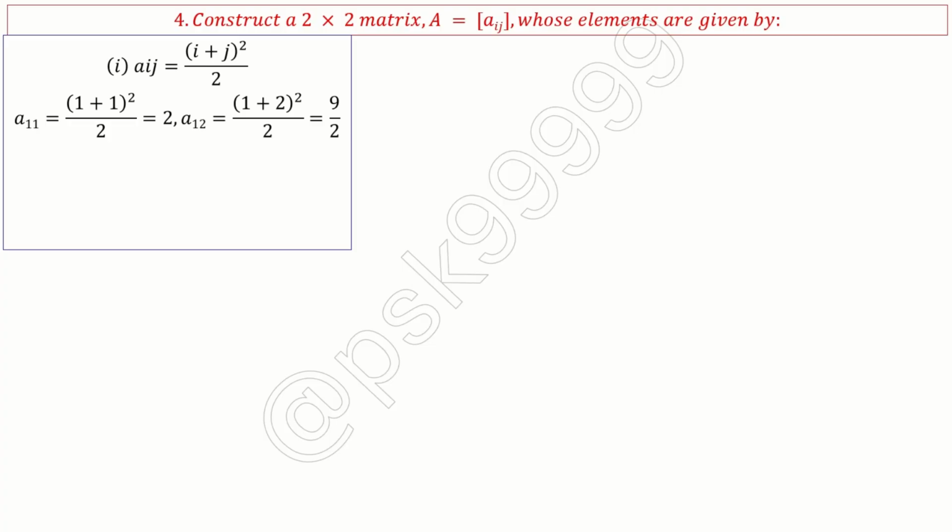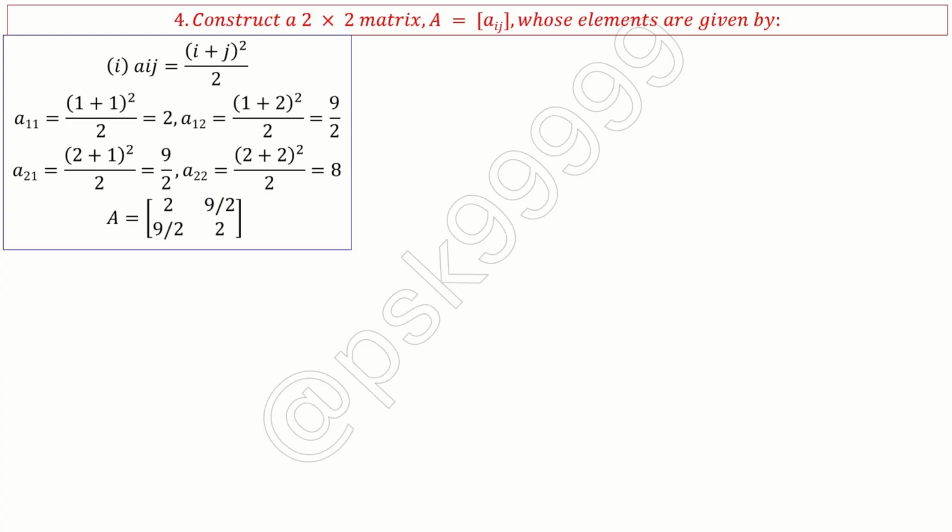So, 1 plus 1 whole square by 2, which is 2 square by 2, which is 2. A12, 1 plus 2 whole square by 2, which is 9 by 2. And A21 is 2 plus 1 whole square by 2, which is 9 by 2 again. A22 is 2 plus 2 whole square by 2, which is 8.